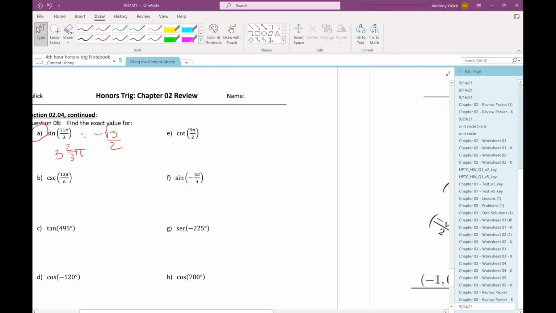So the negative root 3 over 2, or the 3 2/3 pi? No, this is actually for the review. I think they're okay. No, it is worksheet 1.